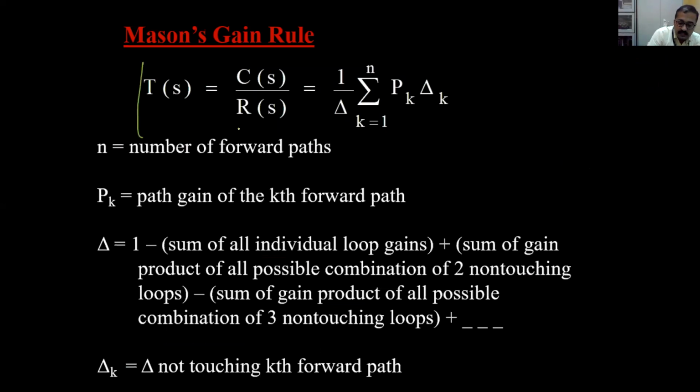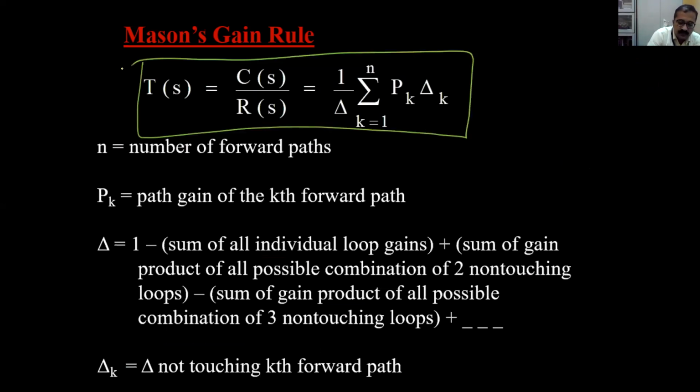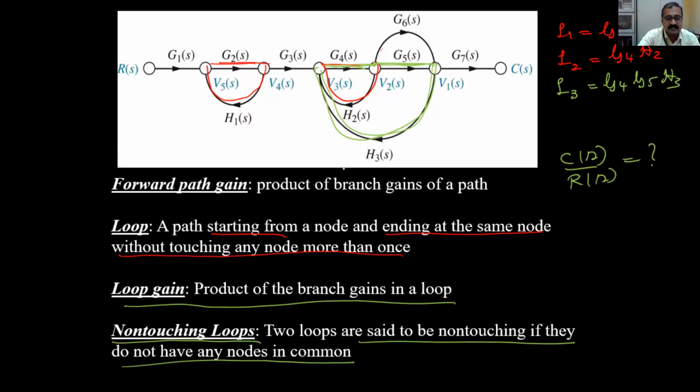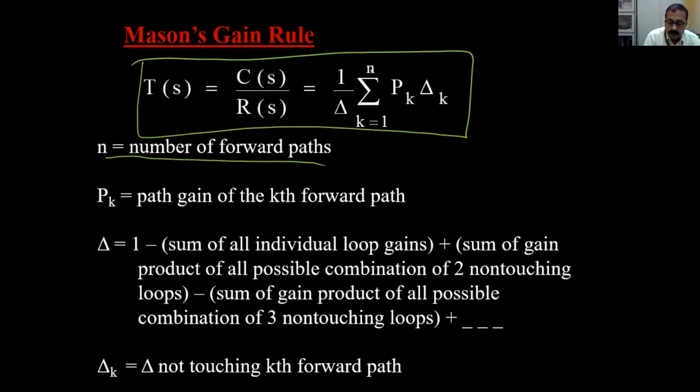What is that? The closed loop transfer function T of S equals C of S by R of S equals 1 by delta into sigma k equals 1 to n Pk delta k. Okay. What is n? N is the number of forward paths. For example, in this example, we had 2 forward paths. So our n is 2. Okay. What is Pk? Pk is the path gain of the kth forward path.